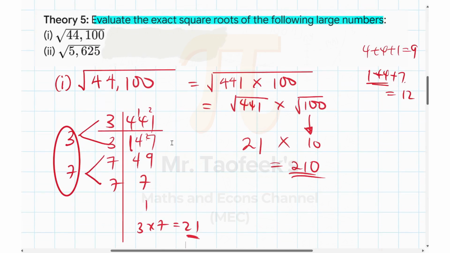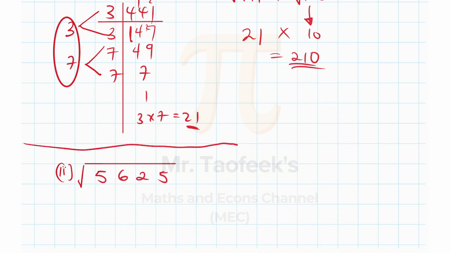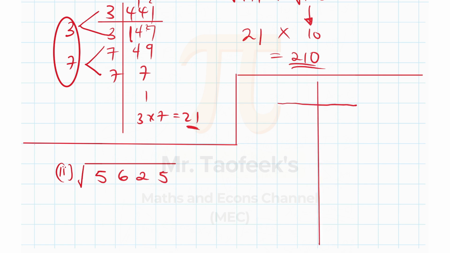Now, the second one is part II. Find the square root of 5625. So we just have to follow the same step we followed earlier. I'm just going to manage the space. To do this, you just do your repeated division. That's all, because nobody's expected to memorize the square root of a number as large as this.